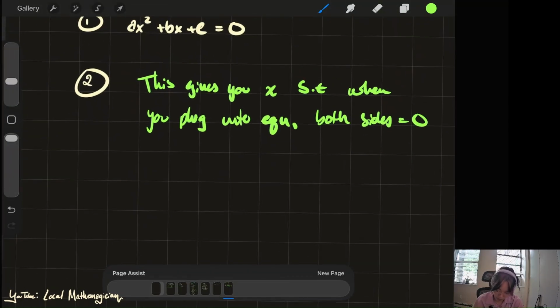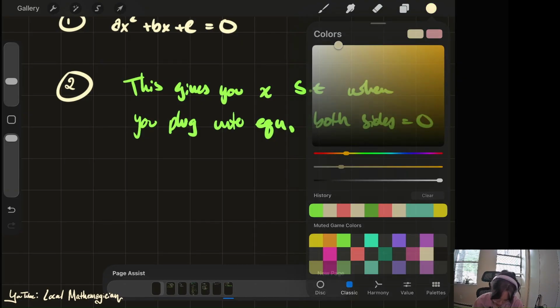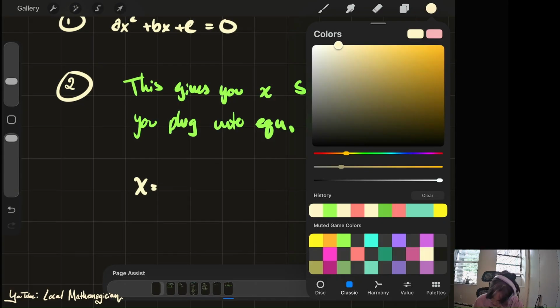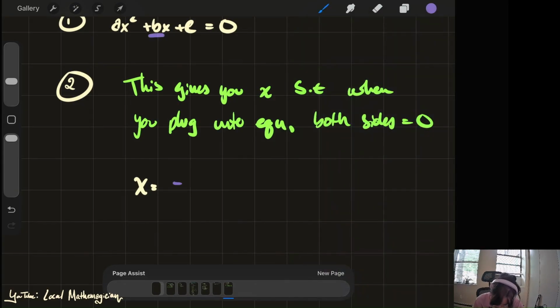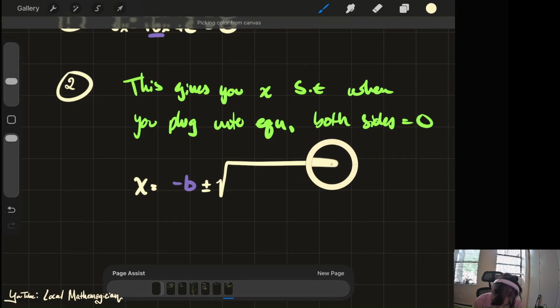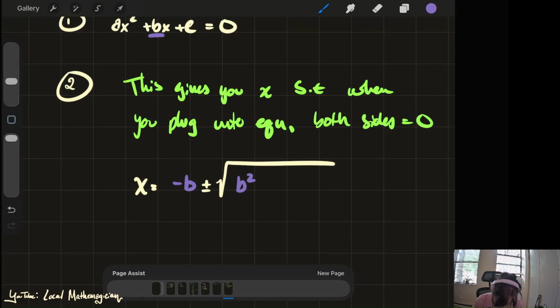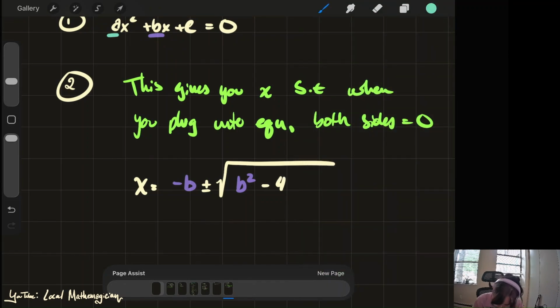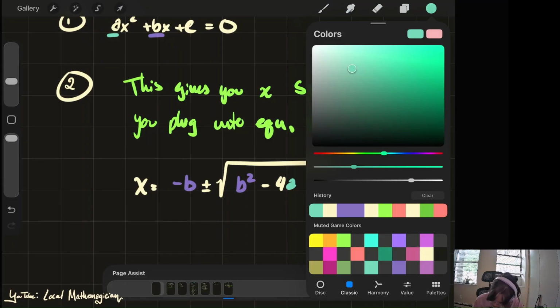So, we ready? x equals, all right, I'm going to start color coding, all right? Negative b plus or minus the square root of b squared minus 4ac.